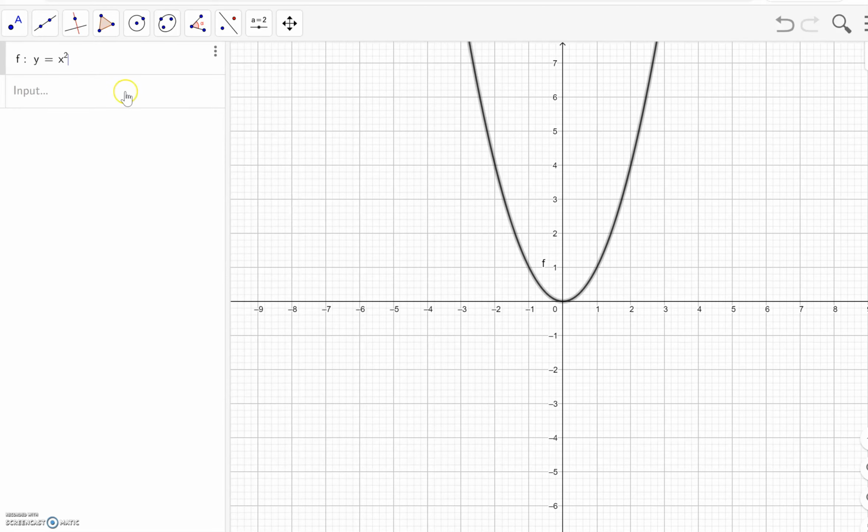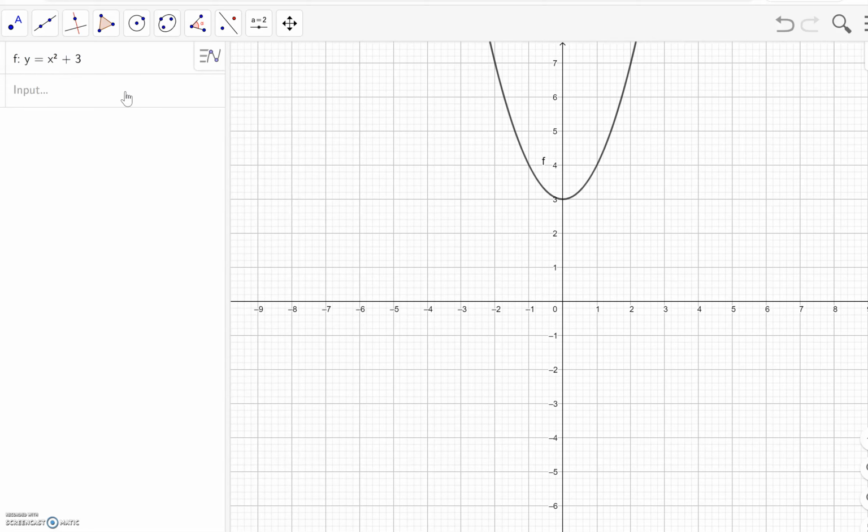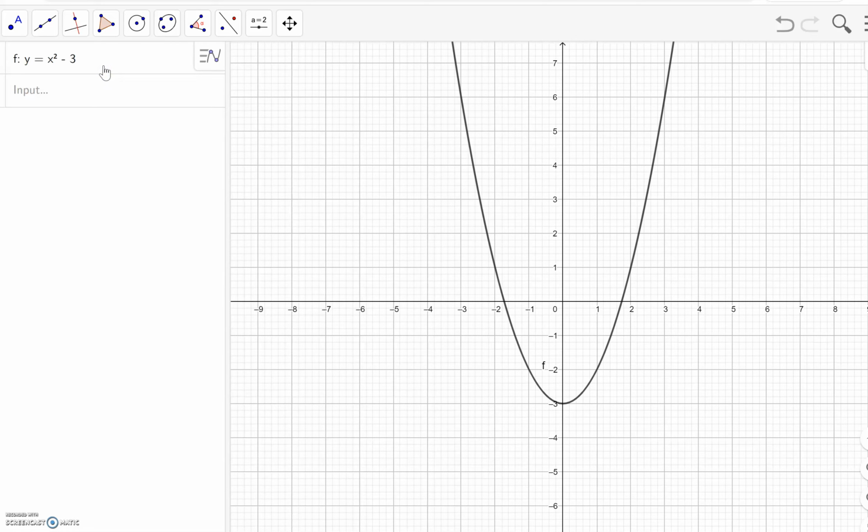If we want y equals x squared to move up, so let's say we want it to move 3 places up, it's really nice and easy. All we have to do is go plus 3, and it moves up 3. If we want it to move down, we make it minus 3, and it goes down 3. And that's it. For up and down, all you have to do is add a number to the end.